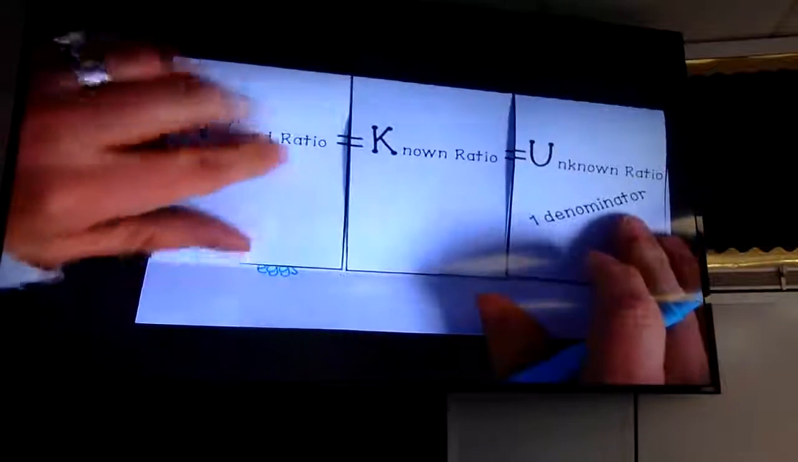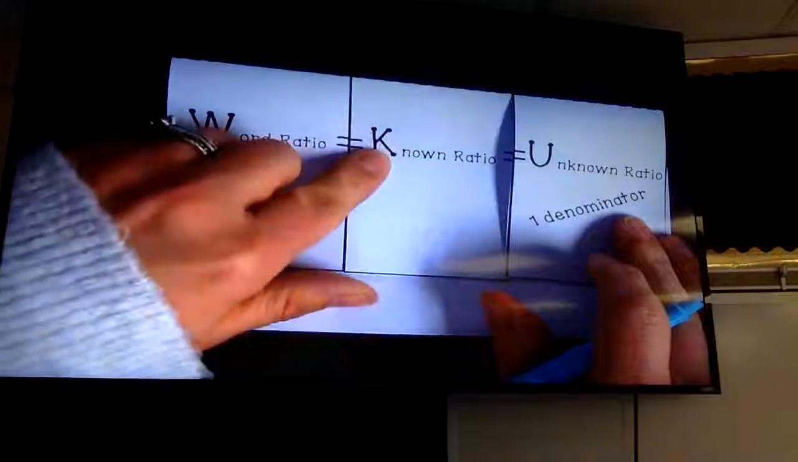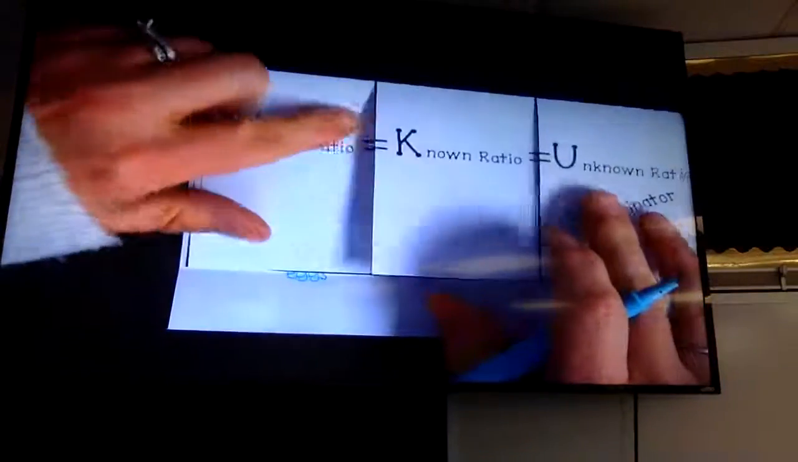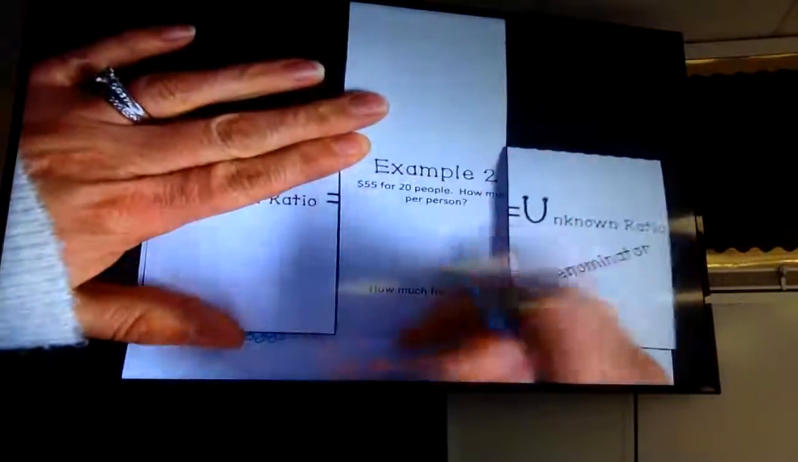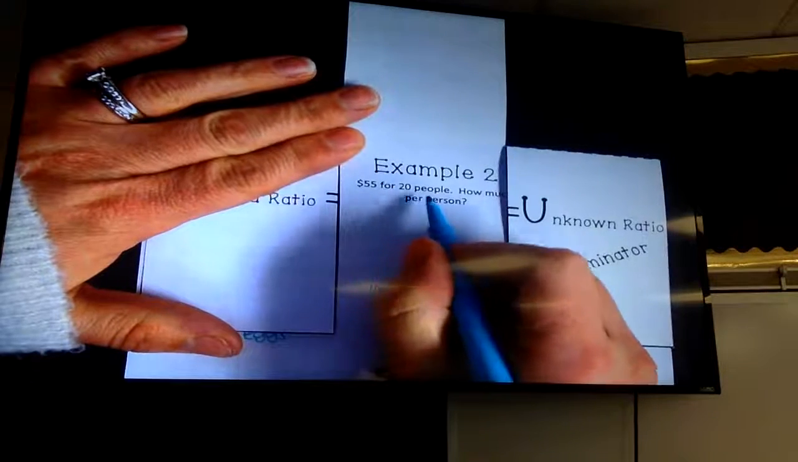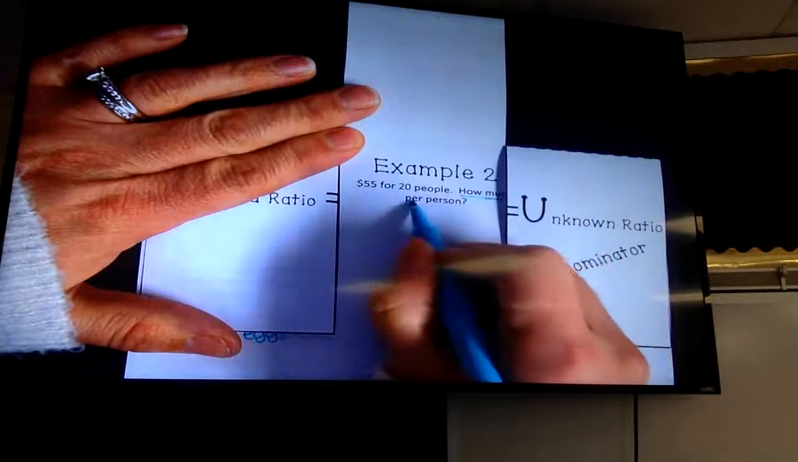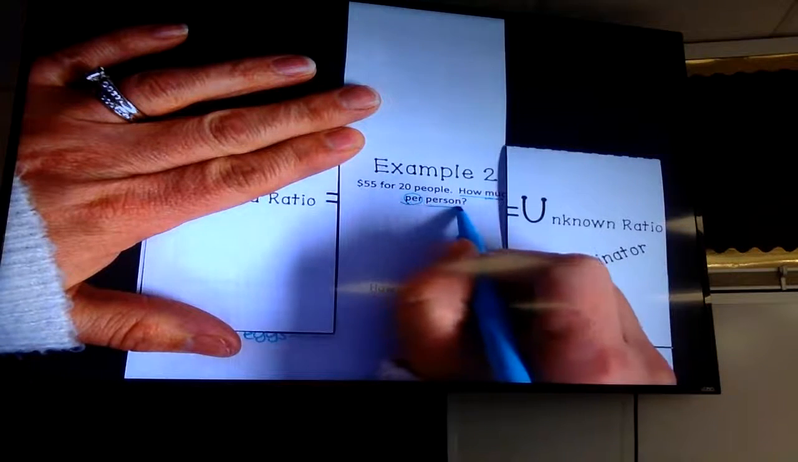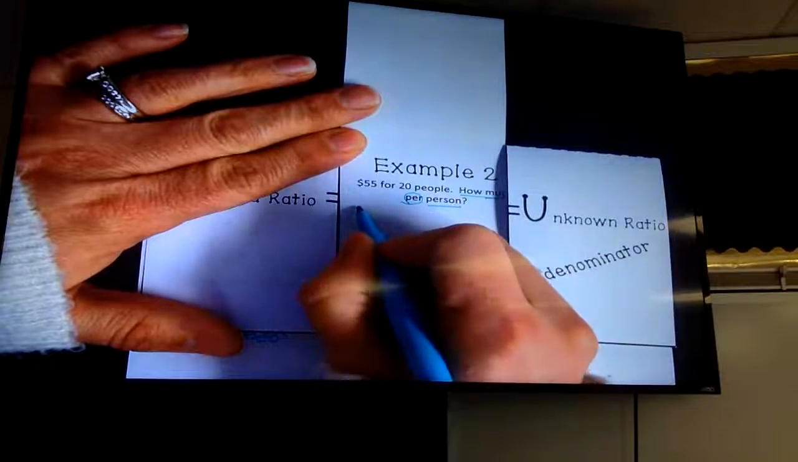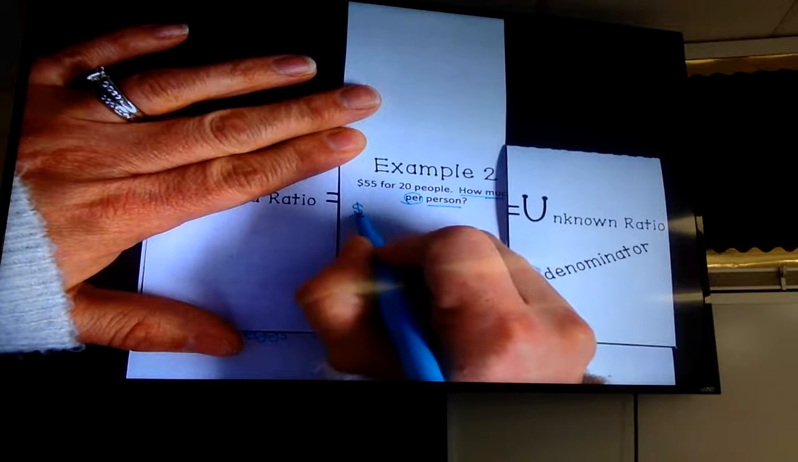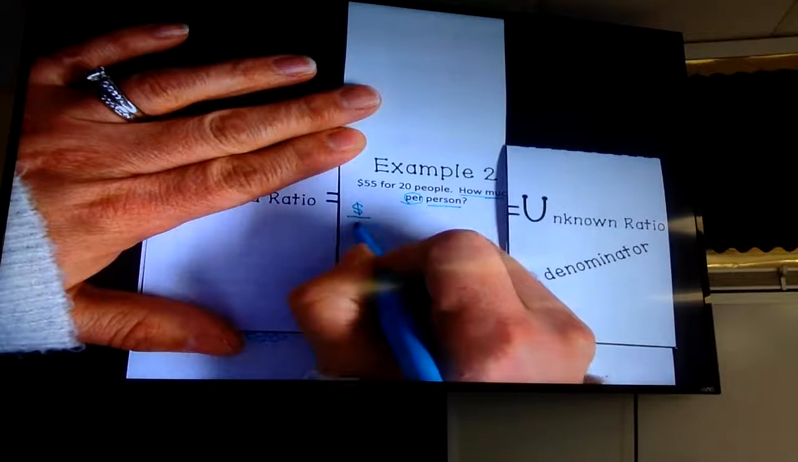All right, let's try it again. So word ratio, known ratio, unknown ratio. Let's start with our word ratio first for this one. $55 for 20 people. How much per person? Okay, so in this case, I'm talking about money per person.